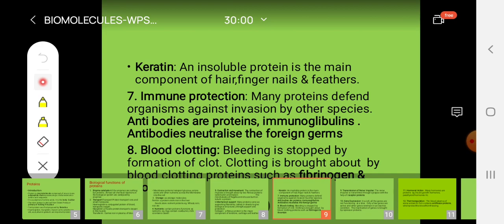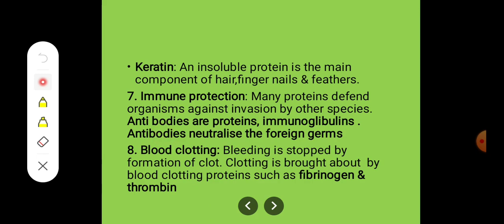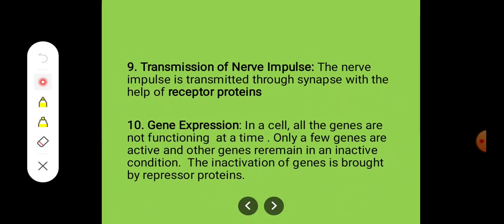Immunoprotection: antibodies are proteins, the immunoglobulins. Antibodies neutralize foreign germs. Then next, blood clotting. Bleeding is stopped by formation of a clot, and clotting is brought about by blood clotting proteins, that is fibrinogen and thrombin. These two proteins are most important for clotting of the blood. And the next important biological function of protein is transmission of nerve impulse with the help of receptor proteins.